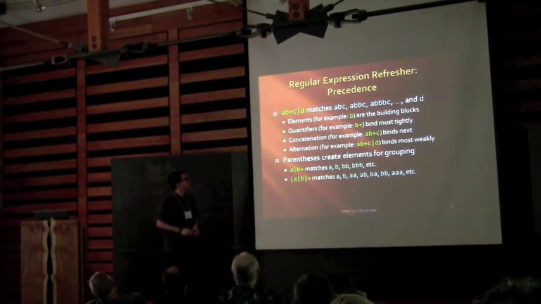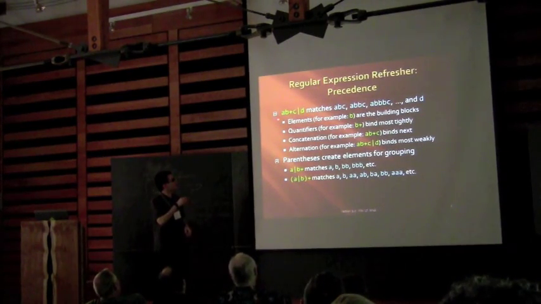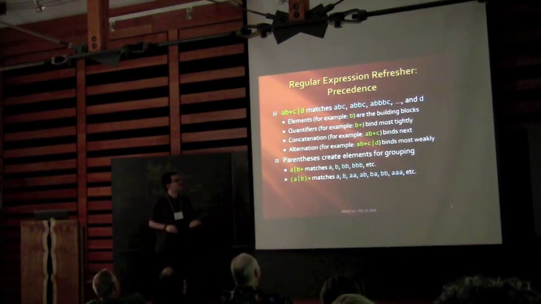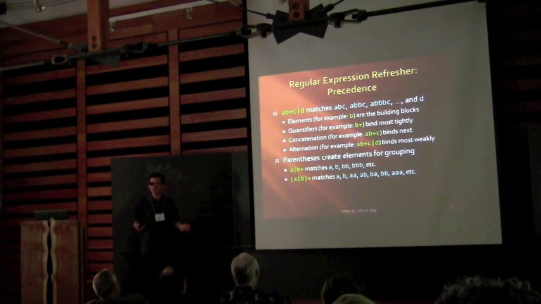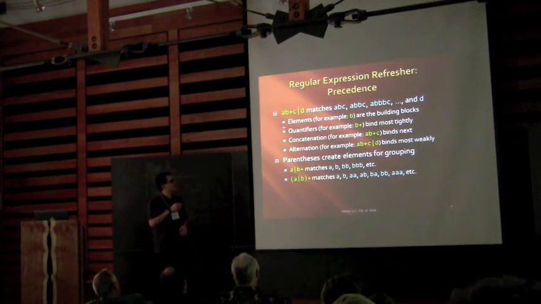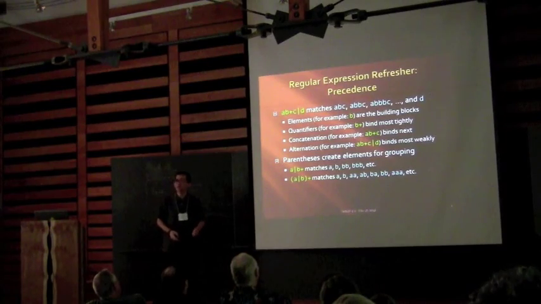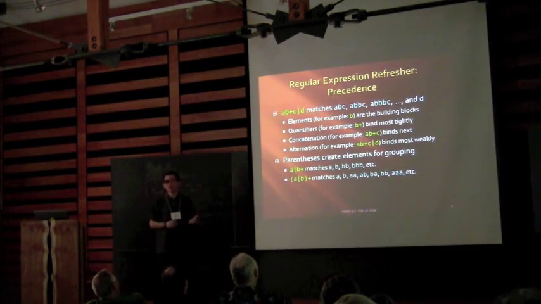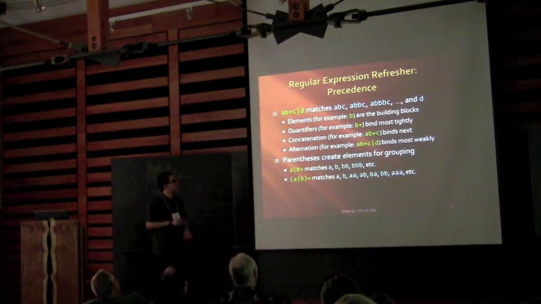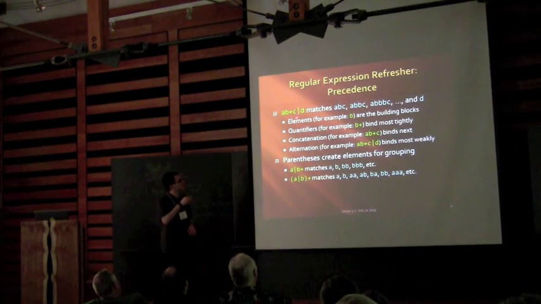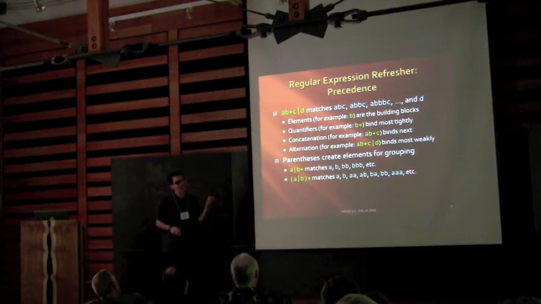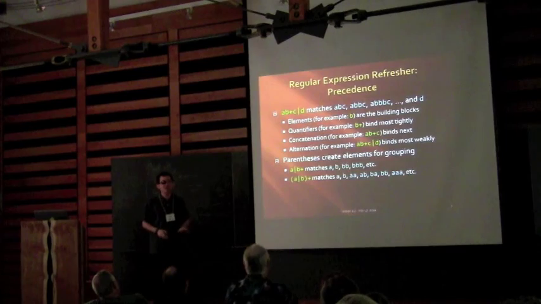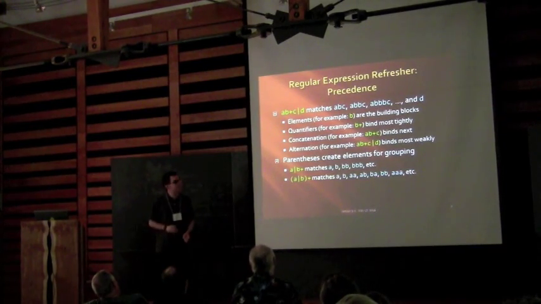That would be awesome. Okay, so here, this sort of hello world regular expression, AB+C|D, demonstrates all of the different things about precedence. You got your elements, they're the building blocks, like B. They just match a particular character or set of characters. Quantifiers bind most tightly. So when I say AB+C, I'm saying I want an A followed by one or more B's. I'm not saying I want one or more AB's.